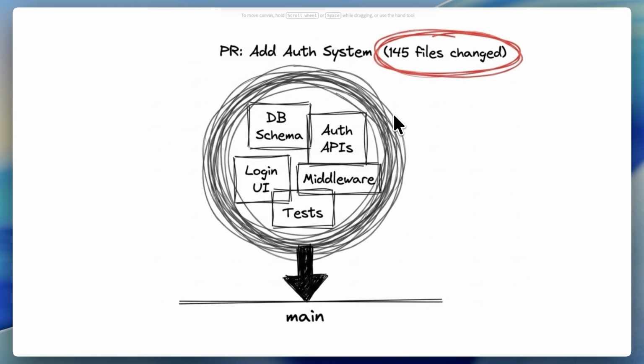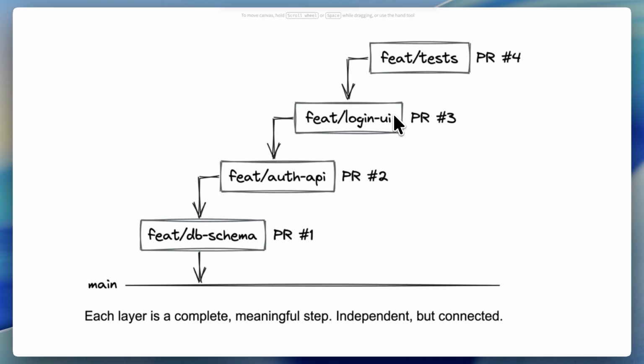To solve that, we will be using stacked PRs. So the concept is pretty straightforward. We will break one massive PR into smaller parts. For example, here we have the main branch, and first we want to push the database schema. So this could be PR1 that is coming from the feat/db-schema branch, and this PR is on the main branch. And next we will create an authentication API change PR, which will be PR2, and then we will have the login UI changes from this feat/login-ui branch.